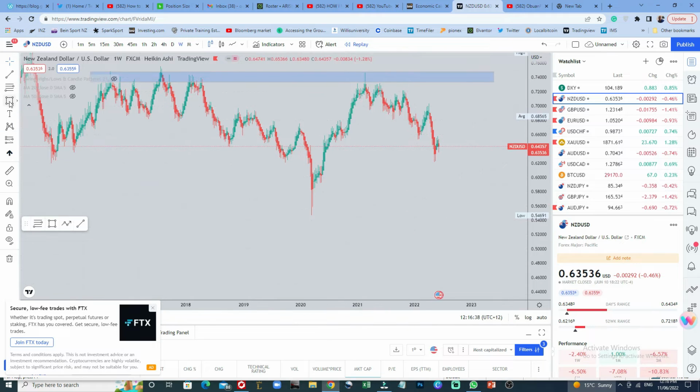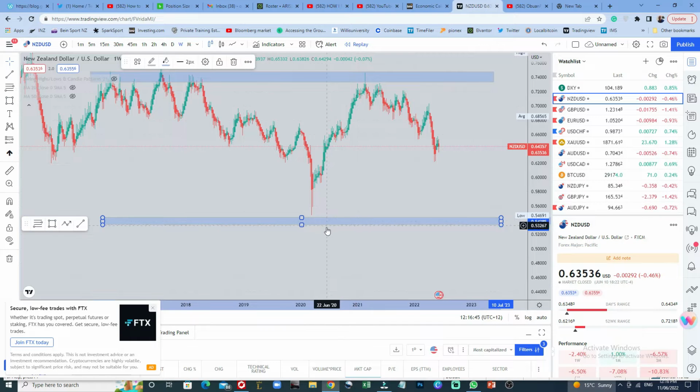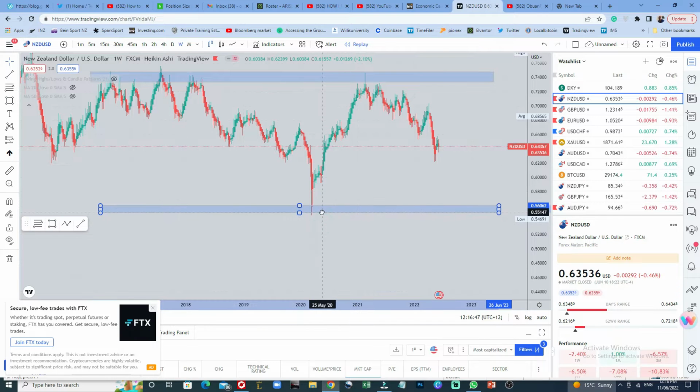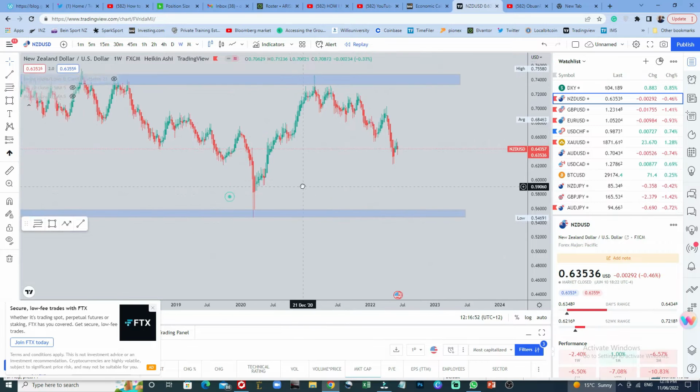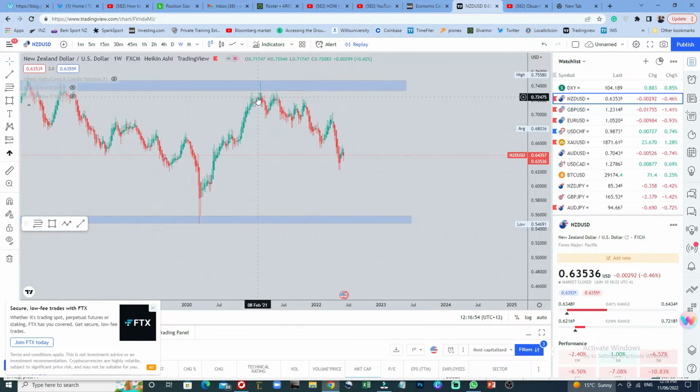Then for the support, we can have something like this. Okay, something like this. But we're paying attention to this area. So what we can see is that, as far as we're concerned, from the 22nd of February 2021, there has been a significant push to the downside. So NZD/USD has been pushing to the downside.